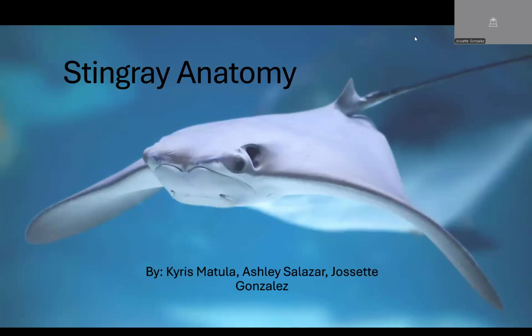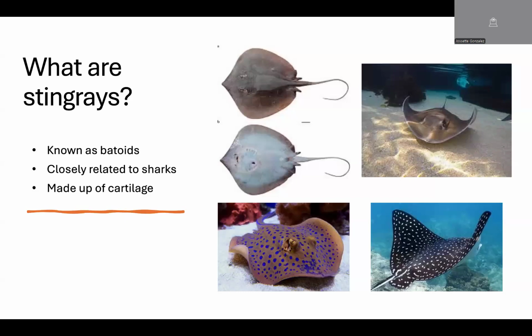So first off, what are rays? Stingrays are groups of fishes called batoids and are closely related to sharks. Stingrays' bodies are mostly made out of cartilage, which means that they are in the class Chondrichthyes, but in the subclass Elasmobranchs. Rays' scientific order is called Rajiformes.